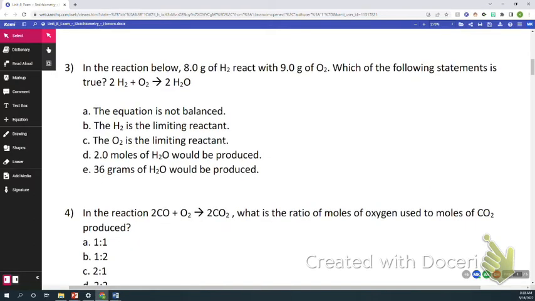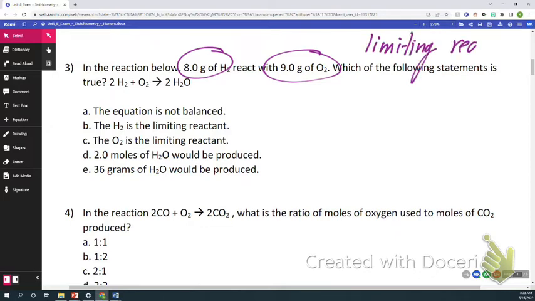Okay, number 3. What they give you is grams of 2 things. This is a sure sign that you're looking at a limiting reactant problem. One of those things is going to run out first. Whichever one runs out first is the limiting reactant.